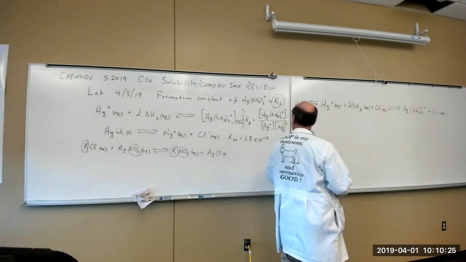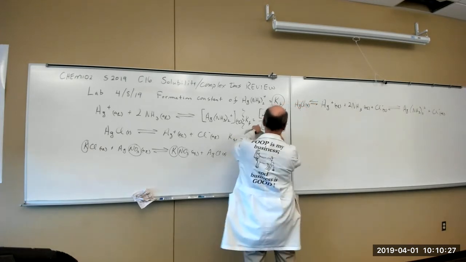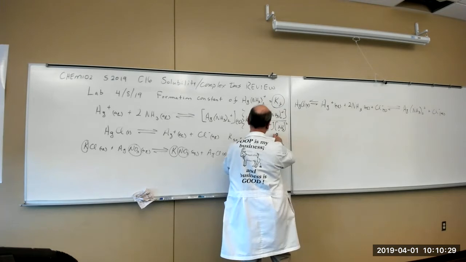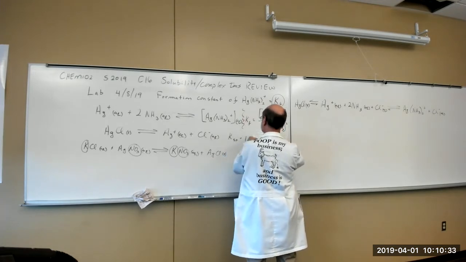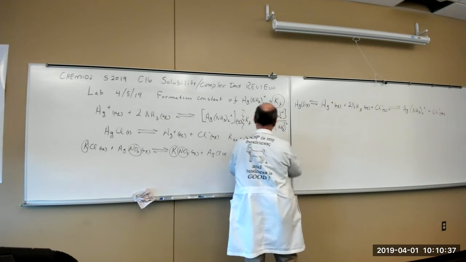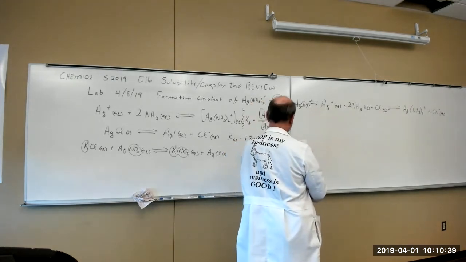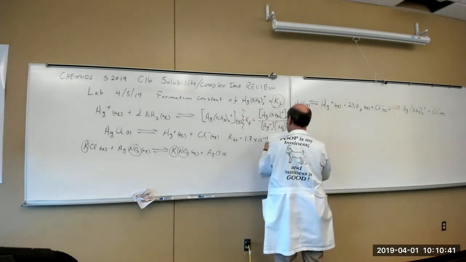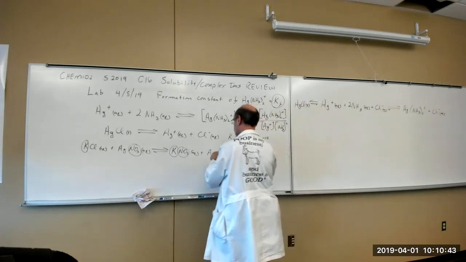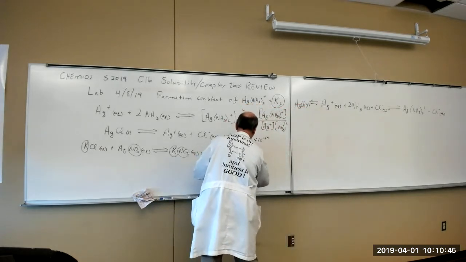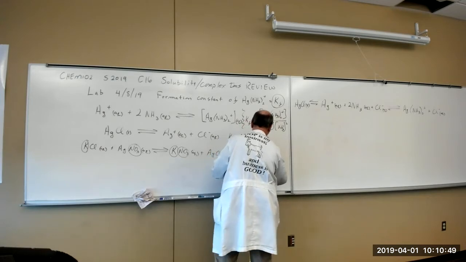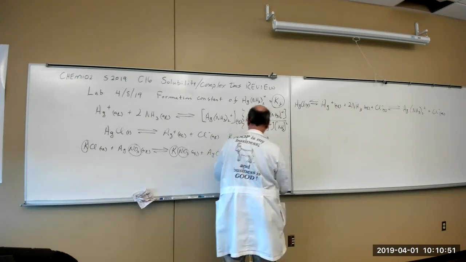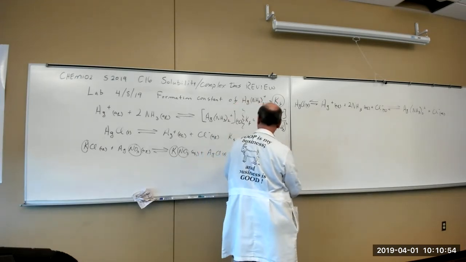Okay, so KF, here we go. KF is here. And then we substitute in here the KSP, which is silver, chlorine. Okay.